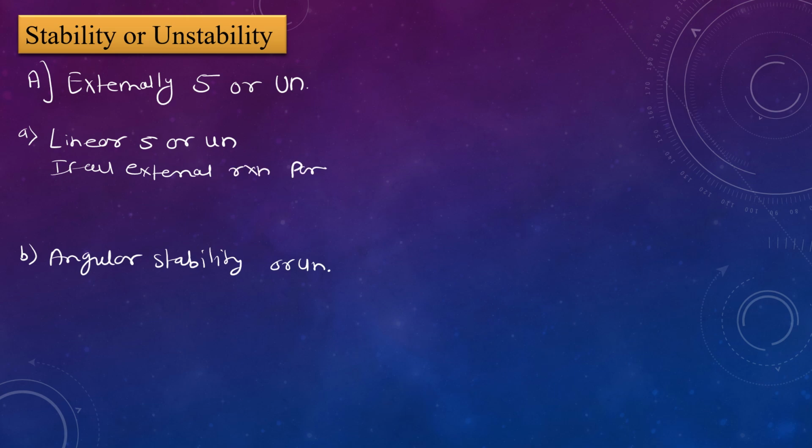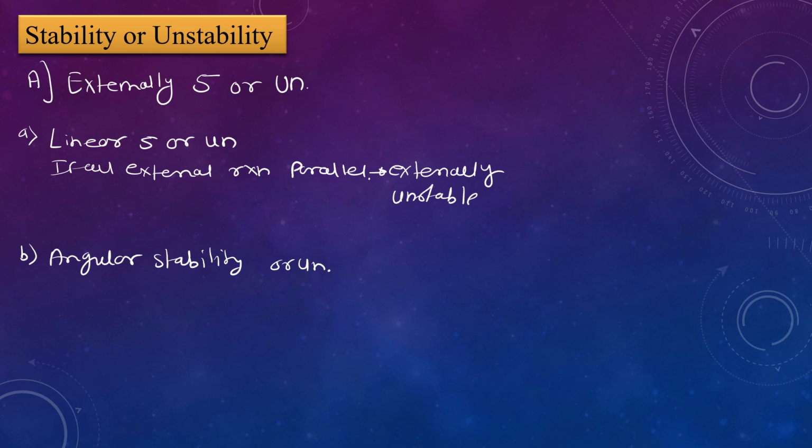are parallel to each other, then the structure is externally unstable. If all reactions are parallel, then externally unstable. If all reactions are not parallel to each other, then that structure is externally stable.